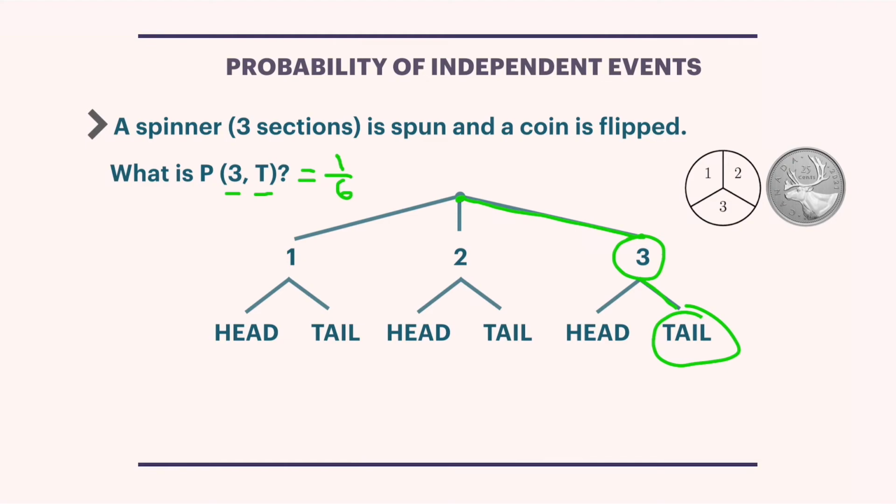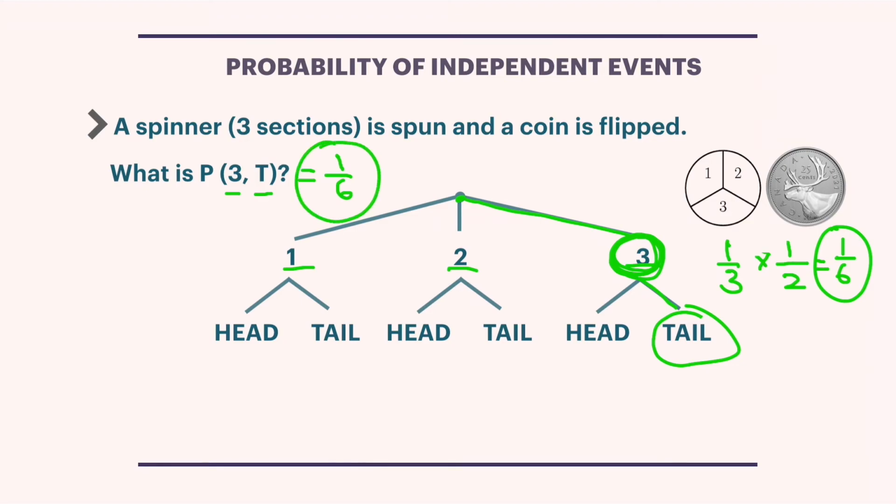But here is another way of thinking about it. What is the probability of getting 3 from the spinner? Out of 1 to 3 options, we only want one of them. 1 over 3. And what is the probability of getting tail from the coin? Well, we could either get head or tail, but we only want tail, so that's 1 over 2. And when you multiply them, you get 1 over 6, which is same as using the tree diagram.